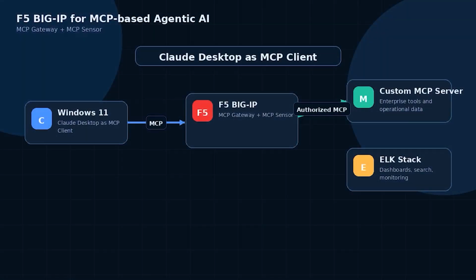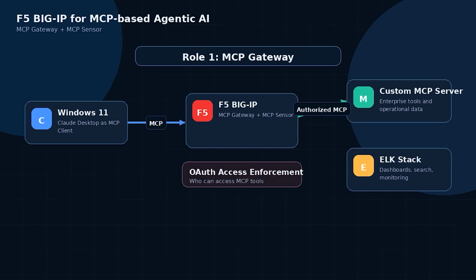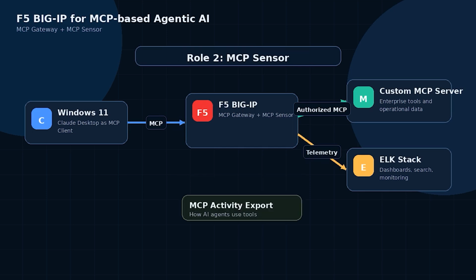In this demo, I will show how F5 Big IP can help secure and monitor agentic AI workflows built on MCP. The demo uses Claude Desktop on a Windows 11 machine as the client. Claude connects to a custom server that provides access to enterprise tools and operational data. F5 Big IP is positioned in front of this server and plays two key roles.